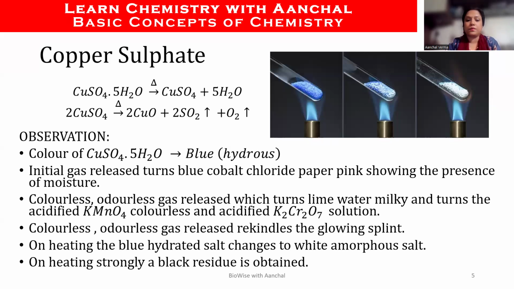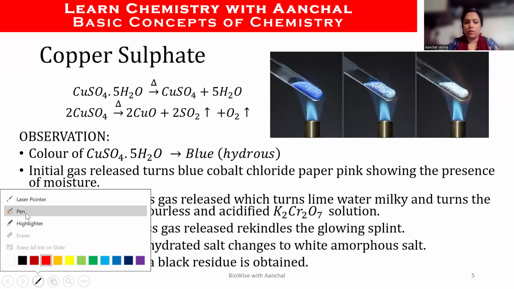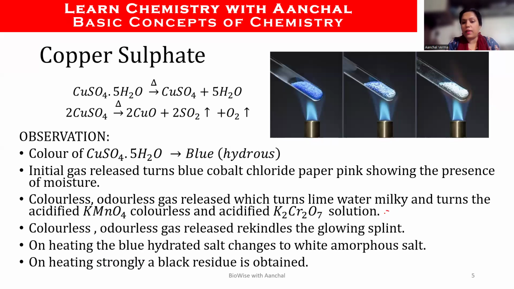So here I have not mentioned what is the change. You write down: acidified KMnO4 colorless, and acidified K2Cr2O7 solution turns from orange to green. Understood? So you will find here it is from orange to green color. That is how the color changes.